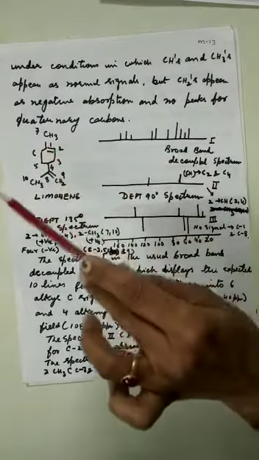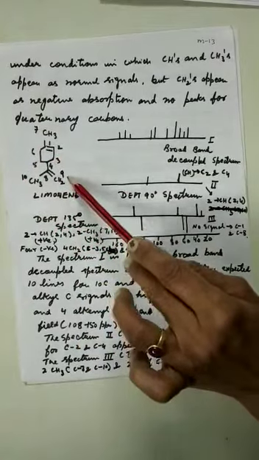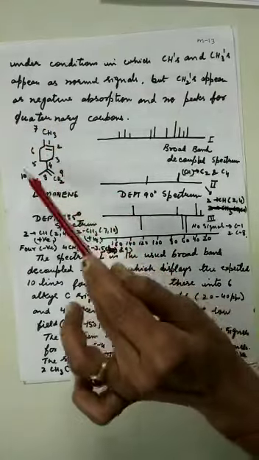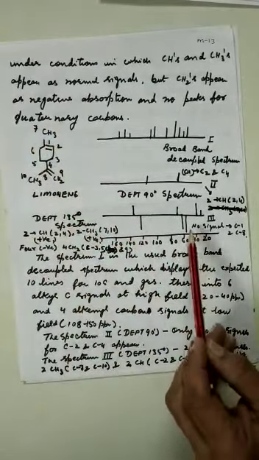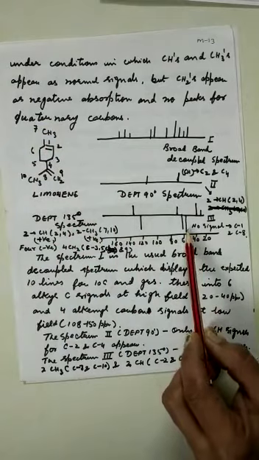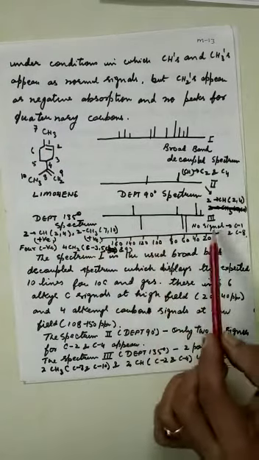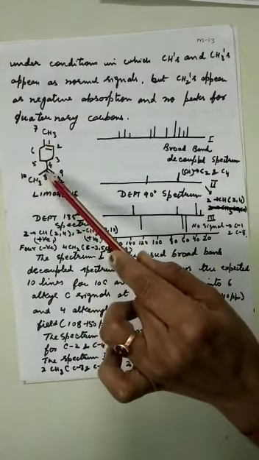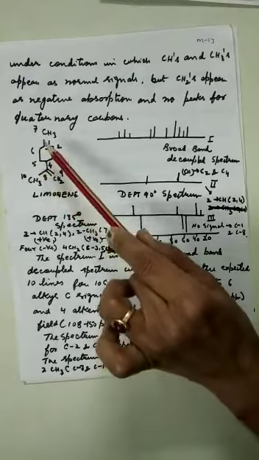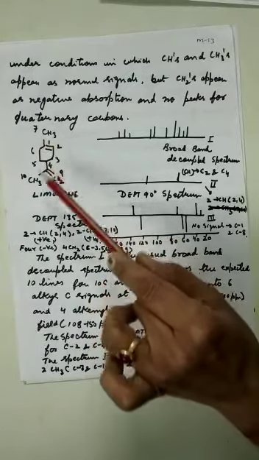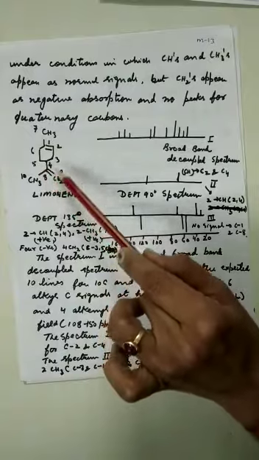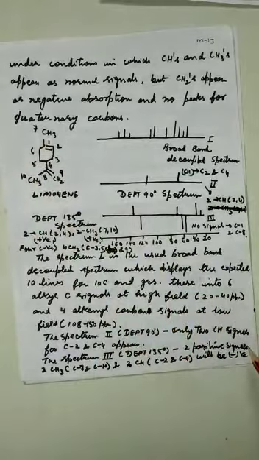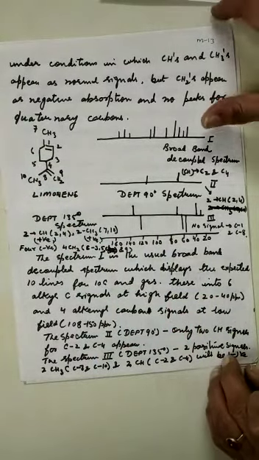Sixth and ninth. So 1, 2, 3, 4 signals will come, out of which 3 and 5 will come at the same place. So you have 3 broad signals, 1, 2 and 3, and no signal will be observed for C1 and C8. There is no hydrogen atom; 1, 2, 3, 4 valencies are satisfied. Similarly at C8 there is no hydrogen atom, so no signal will be observed for C1 and C8.